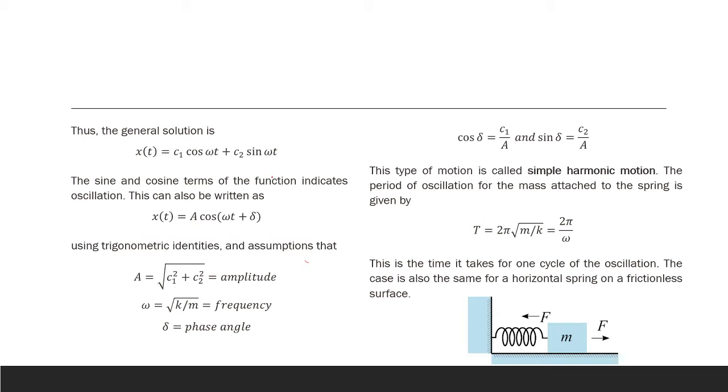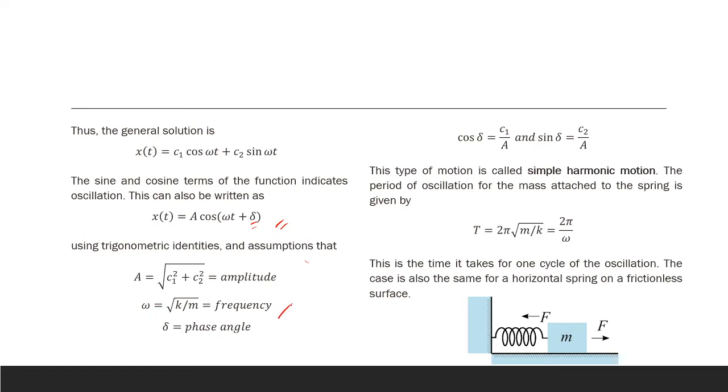Now, the sine and cosine terms of the function can also be written as ganito. So we will have x of t is equal to a cosine omega t plus this symbol. Ano mo ito yung tawag? This is the phase angle kasi. So this is acquired using trigonometric identities and assumptions that this one, yung a natin na to, that's the square root of c1 squared plus c2 squared. That is the amplitude of your oscillation. Geometric mean lang nung dalawang constants natin.